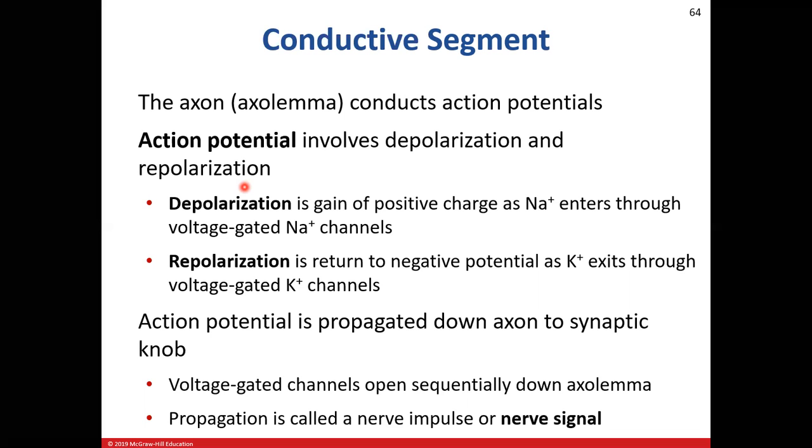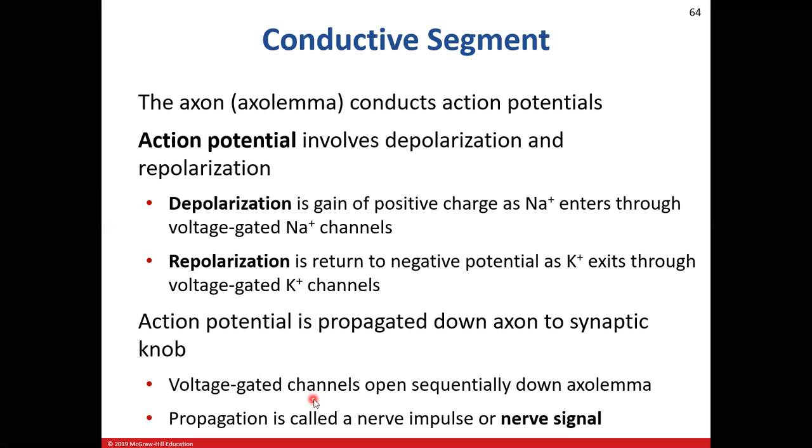We then have the repolarization phase. Repolarization is the return to the negative potential as potassium exits through the voltage-gated potassium channels. At this point, our voltage-gated sodium channels have closed, and our voltage-gated potassium channels have begun to open. Now potassium exits the cell, and as positive ions leave the cell, that helps the cell become more negative. The action potential is then propagated down the axon towards the synaptic knob.